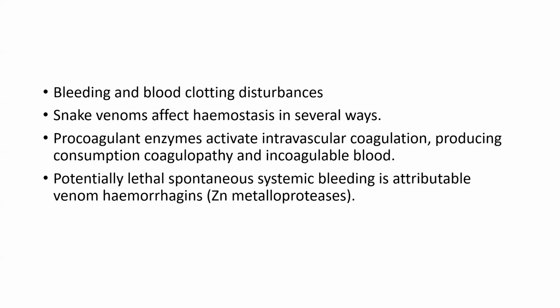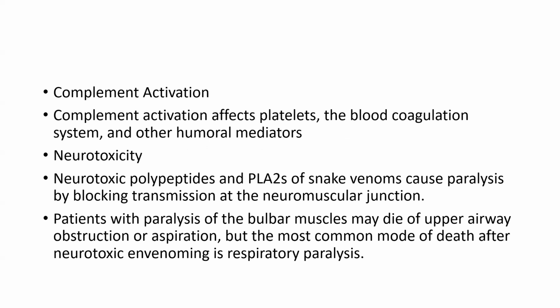Bleeding and blood clotting disturbances. Snake venom affects hemostasis in several ways. Procoagulant enzymes will activate intravascular coagulation, producing consumptive coagulopathy and incoagulable blood. Potentially lethal spontaneous systemic bleeding is attributable to the venom hemorrhagins. Now, the next pathogenic mechanism is complement activation. Complement activation affects the platelets, blood coagulation system, and other humoral mediators.